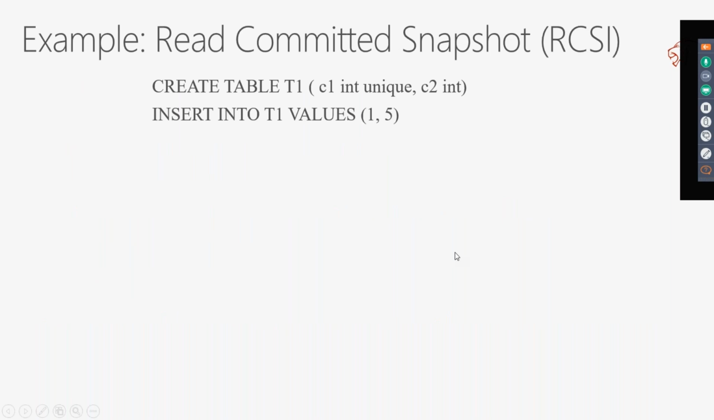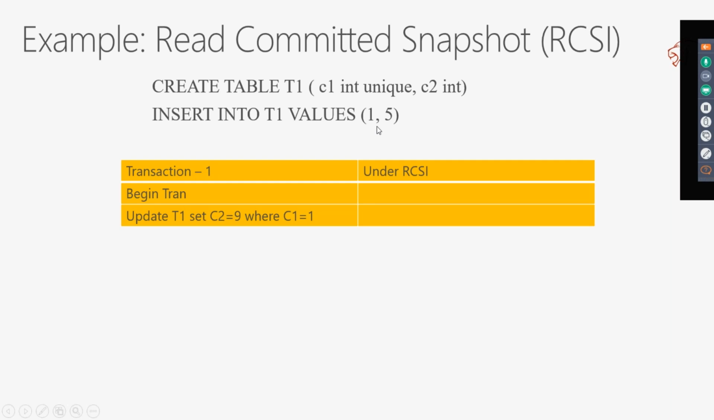Okay, so here's the example. I create a table T1 with two columns, C1 and C2, and I insert the values 1, 5. So this table has only one row. Now I start transaction 1, and it says UPDATE T1 SET C2 = 9 WHERE C1 = 5. That means the red row was 1, 5, and 1, 9 is the blue row, because I changed that in the transaction. I'm trying to correlate with the picture I had before.